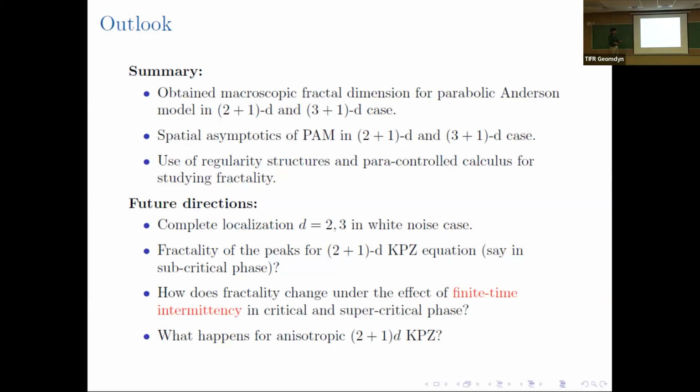In separate work, I have some notion of finite time intermittency for a system which is critical. And so it would be interesting to study, in this finite time intermittency case, how to nail down this kind of multifractality for these models. Then one can study the anisotropic KPZ.